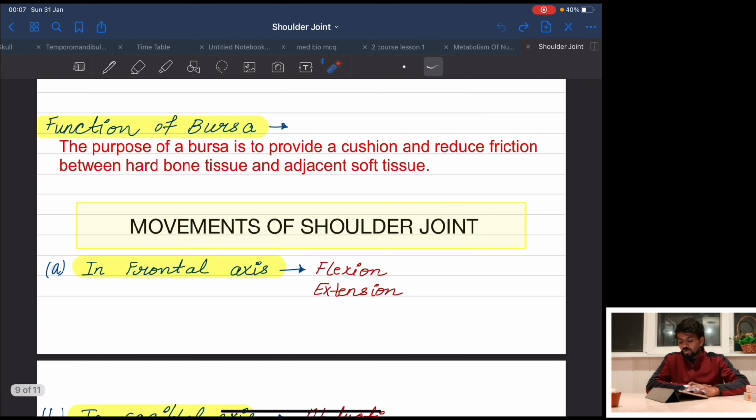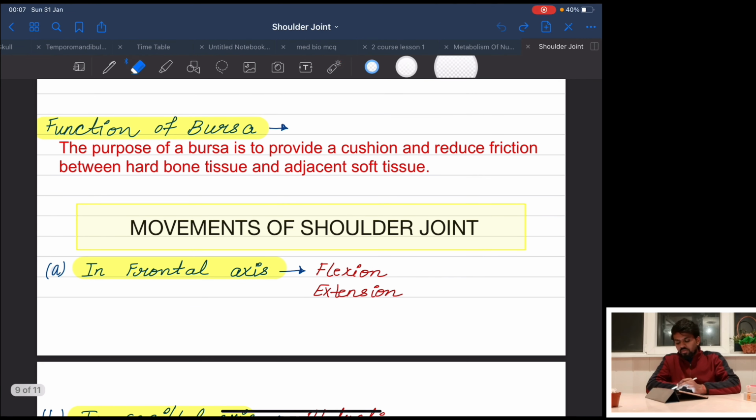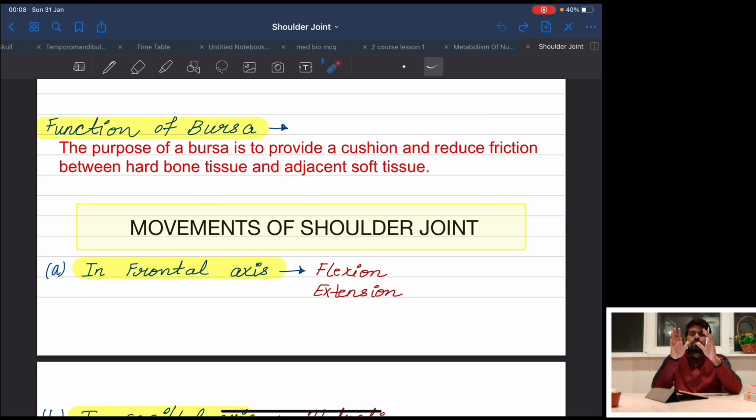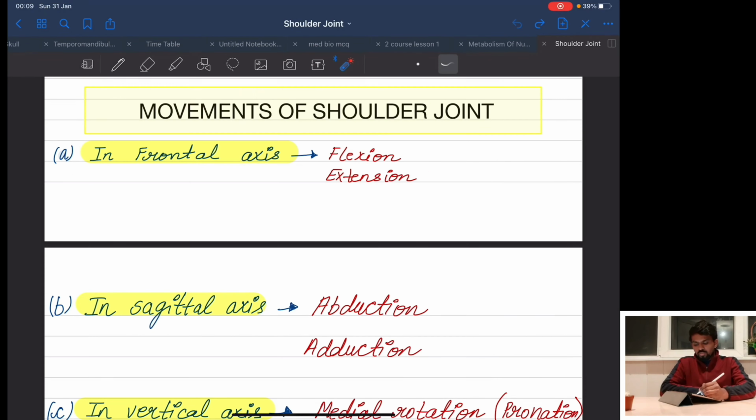So what is the role of these bursas? The purpose of the bursa is to provide cushion and reduce friction between hard bone tissue and adjacent soft tissue. It provides a cushion between the two articular surfaces, and also prevents tearing or friction between these joints. The movements of the shoulder joint.